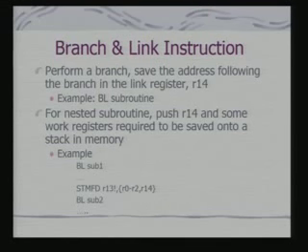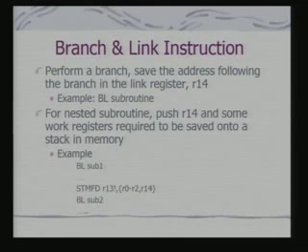Next is the branch and link instruction. This branch and link instruction is primarily used for subroutine calls. It performs a branch, but along with branching, the address following the branch, that is the return address, is saved in the link register. So, the basic difference between an ordinary branch and branch and link is the use of the link register. In case of a branch, the next value of PC is not saved in the link register. In this case, the next value is saved in the link register.